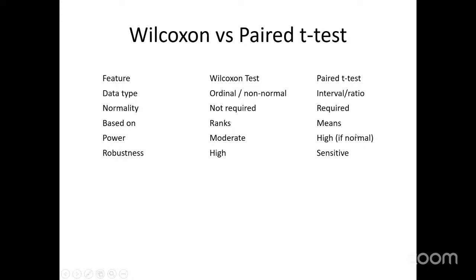The power here is moderate, and as the paired t-test is parametric and the normality assumption holds, its power is much higher. The robustness is high here because we can deal with outliers, but the paired t-test is sensitive, because outliers can't be dealt with there.